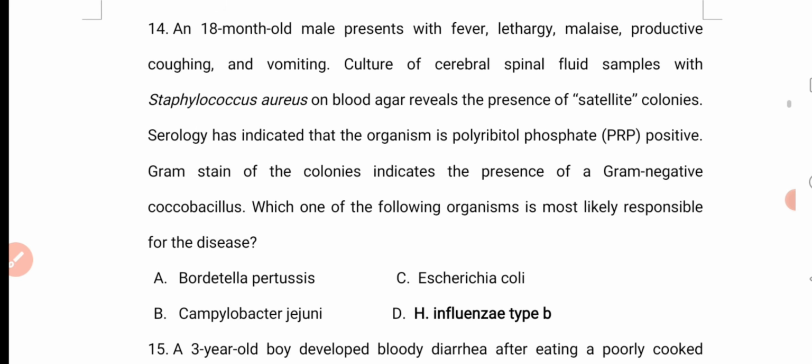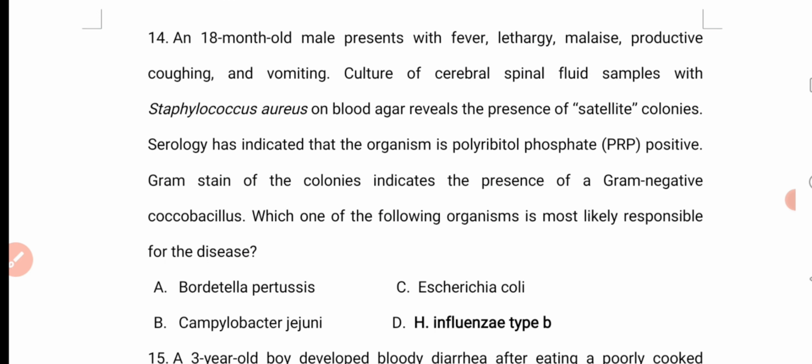Catalase. Another question: an 18-month-old male presents with fever, lethargy, malaise, productive cough, and vomiting. The culture with Staphylococcus aureus on blood agar reveals the presence of satellite colonies, and the serology indicated the organism is polyribitol phosphate positive, and the gram stain indicates the presence of gram-negative coccobacilli.